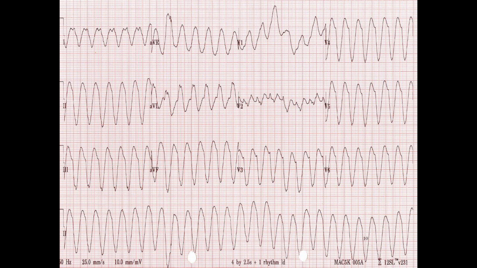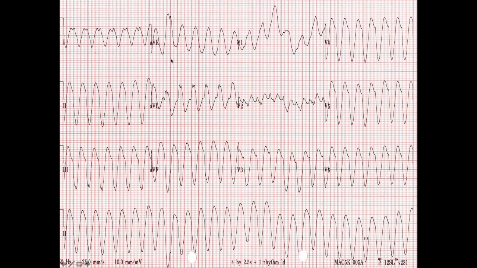Do we have Josephson's sign? I see Josephson's sign over there. I see it over here and over here and over here. So on the downslope of our S wave, we have a little notch. So I'm thinking V-Tach. Do we have AV dissociation? We sure do. I don't see any P waves at all anywhere. So AV dissociation. If there are no P waves, then we have no A. So we of course have AV dissociation.